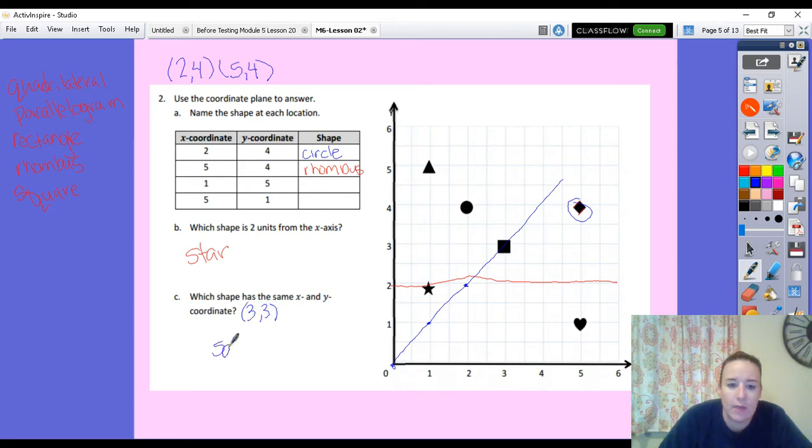And that would be our square. But again, we could put quadrilateral there, and we would be correct. We could put parallelogram there, and we would be correct. We could call that a rectangle. We could call it a rhombus, and we could call it a square. We're just going to call it a square because that is the most specific that we could call it. So it makes it so we don't get these two shapes confused.